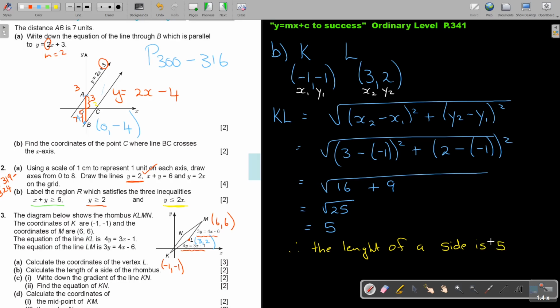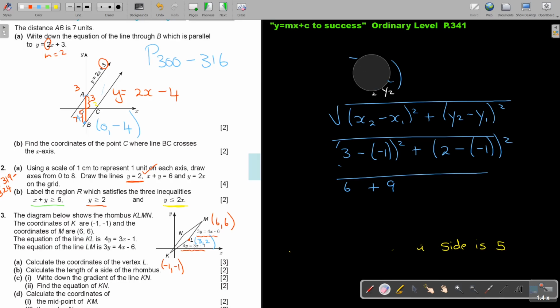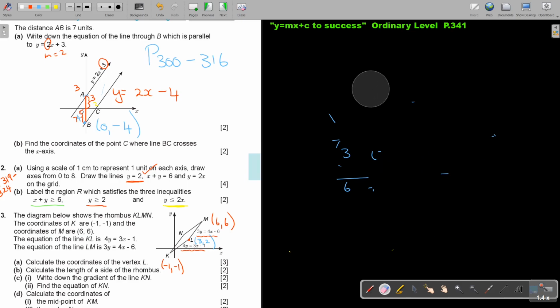Okay, now I go to number C. So let's just move on. Okay, so number C. They say, write down the gradient of line KN. Now, where is KN? Now, this is very important. In a rhombus, opposite sides are parallel. So this line here, do you see? I can even mark it for you, that this will be equal to this. Okay, so if you look at this, you're just going to use this.